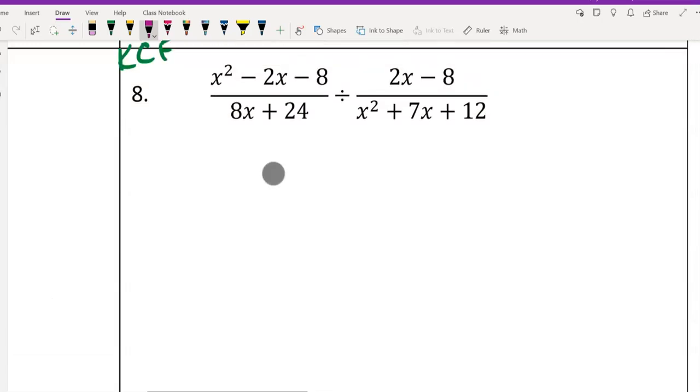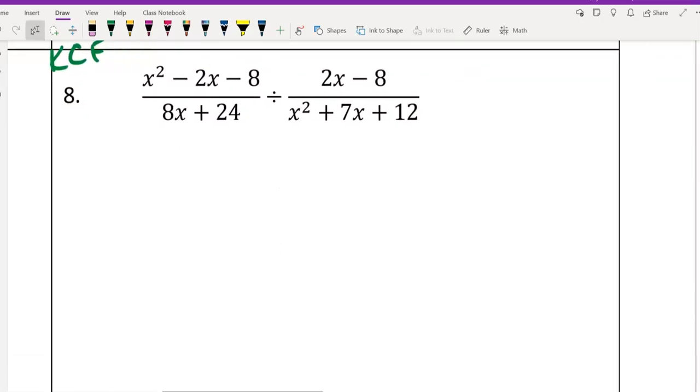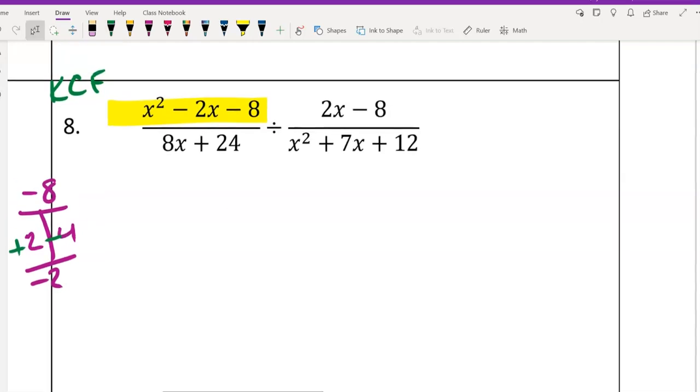Number 8. More factoring. Starting with the numerator. -8 on top, 2 on bottom. So we have 2 and 4, where the 4 is negative and the 2 is positive.